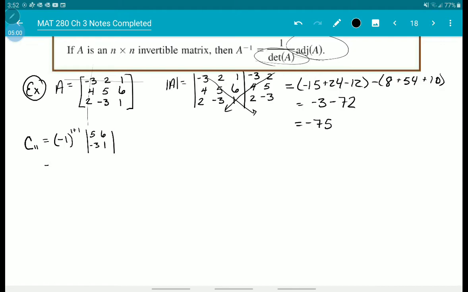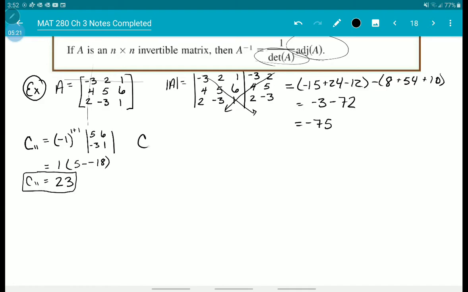So in this case, we're going to have -1 squared, which is a +1. So it's going to be +1 times 5 minus negative 18, which is going to give us a 23. So there's our C11. I'm going to box that in.